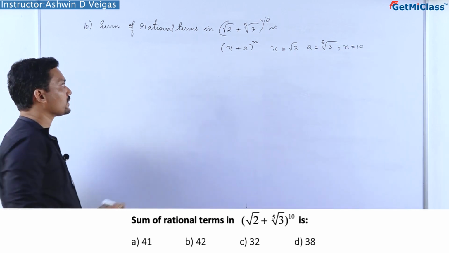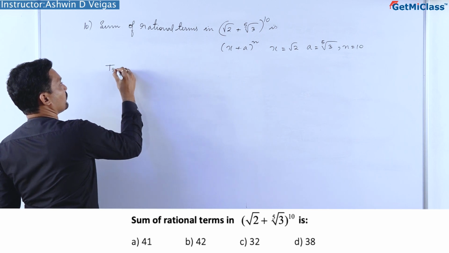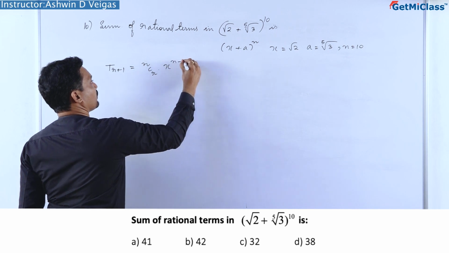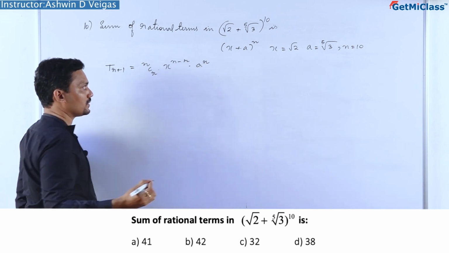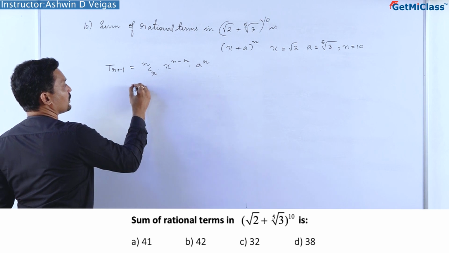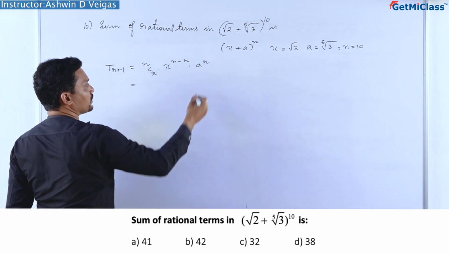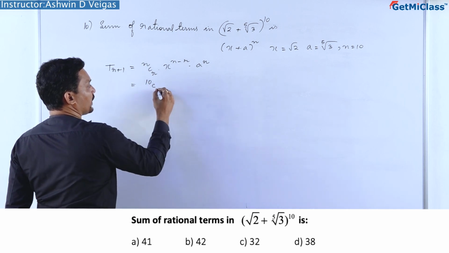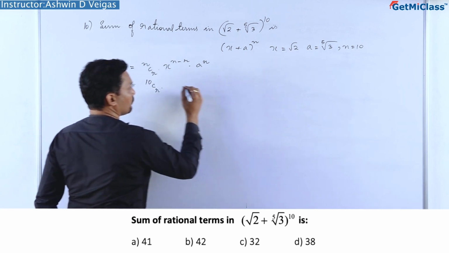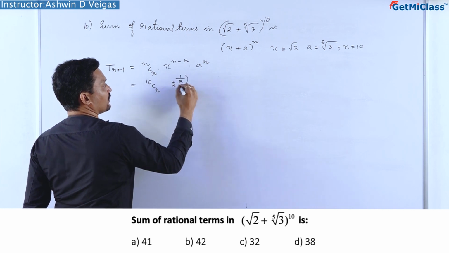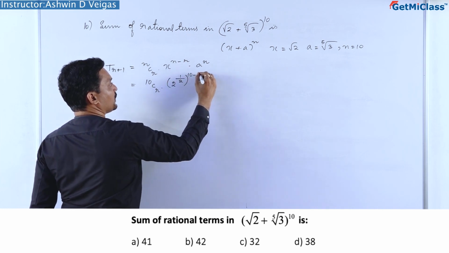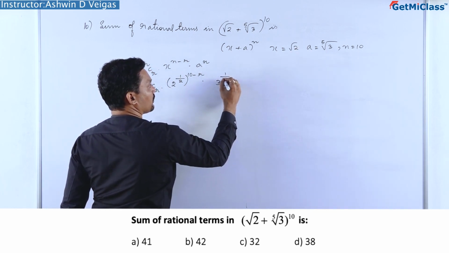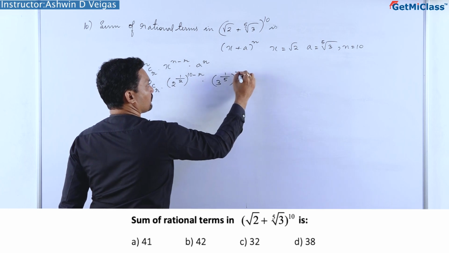Now we will substitute this in our formula. The general formula is T(r plus 1) equal to nCr x power (n minus r) into a power r. So except r, you have to substitute everything. So n is 10, C r write as it is, x is root 2, which I will write as 2 power half, power n is 10 minus r, into a is 5th root of 3, which I can write as 3 power 1 by 5, power r.